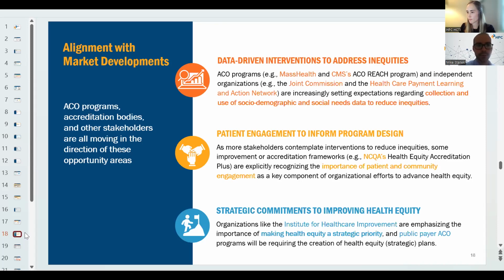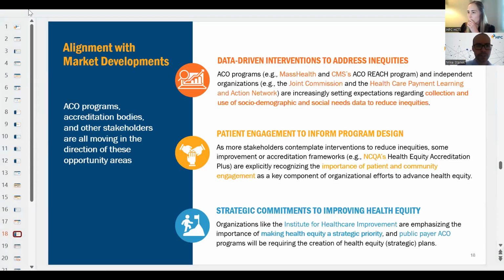Similarly, patient and community engagement are becoming recognized as essential elements to formulating strategies or interventions to promote health equity, as in NCQA's new Health Equity Accreditation Plus. And strategic commitments to health equity have been emphasized by organizations like the Institute for Healthcare Improvement, as well as in new requirements of the MassHealth ACO and Medicare's ACO REACH.